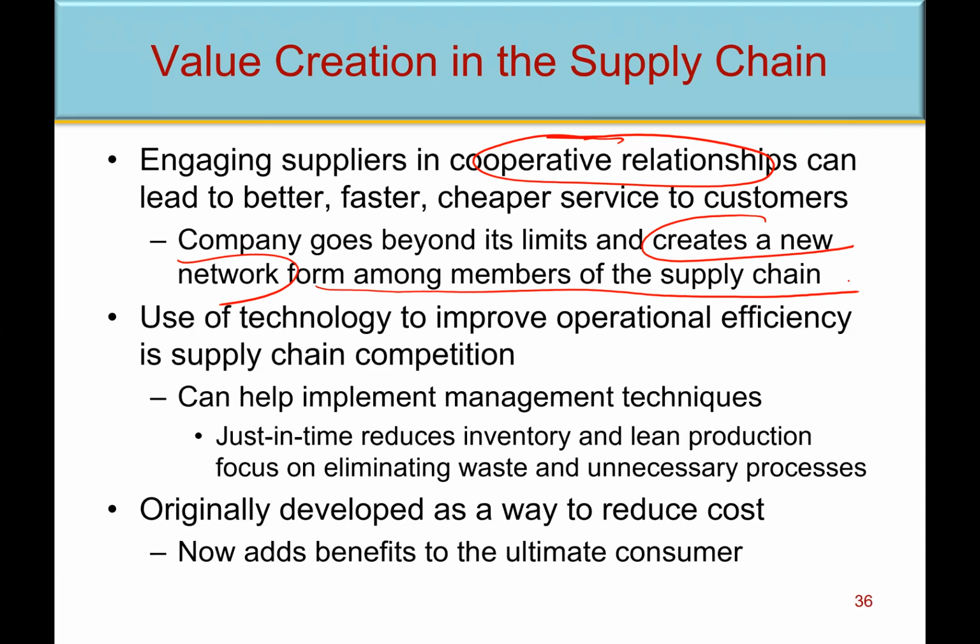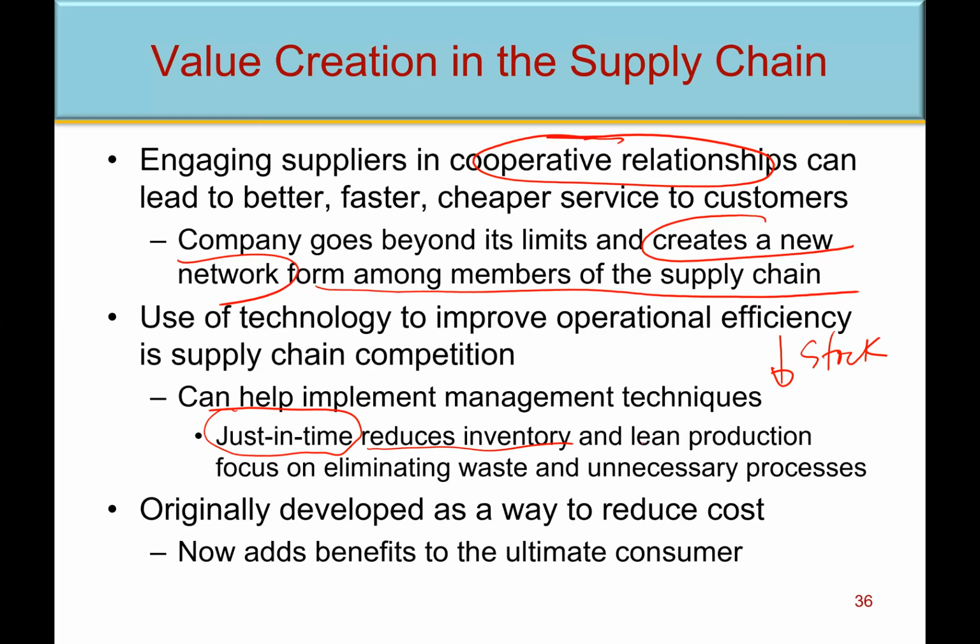Of course, the use of technology to improve operational efficiency is the supply chains' competition. Whichever company is able to use technology to improve its operational efficiency will win the competition, because they can lower the cost and deliver things to the market in a very short lead time. So that is the money. They can save costs and save time to be more competitive. They can help implement management techniques such as just in time, which can reduce inventory and lower the stock. Don't keep too much.